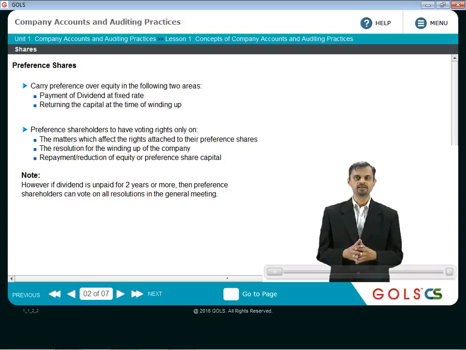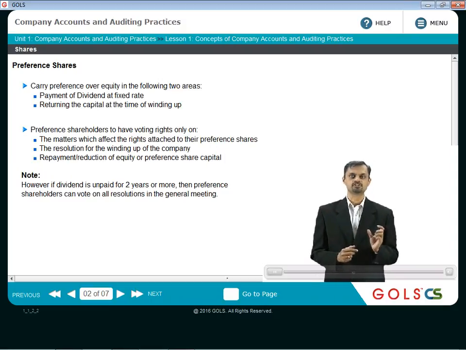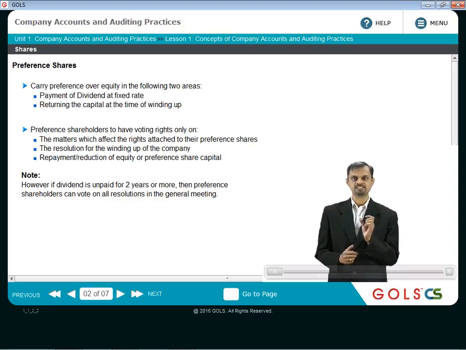Whenever the company wants to pay dividend out of the profits available, the dividend will be paid to the preference shareholders at a fixed rate of dividend. When we talk about preference shares, we always say 10% preference shares, 12% preference shares. What we mean by this 10% or 12% is nothing but the rate of dividend. If it is 10% preference shares, the dividend rate is 10%, and this will be of the nominal value of the preference shares.